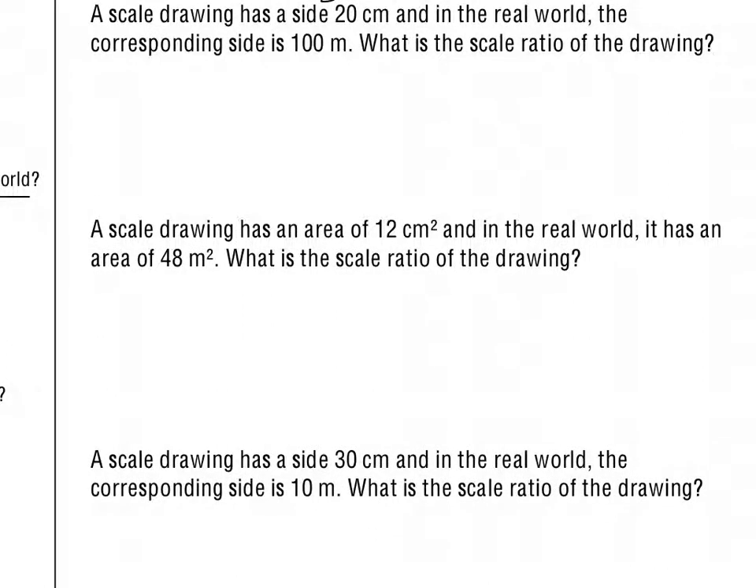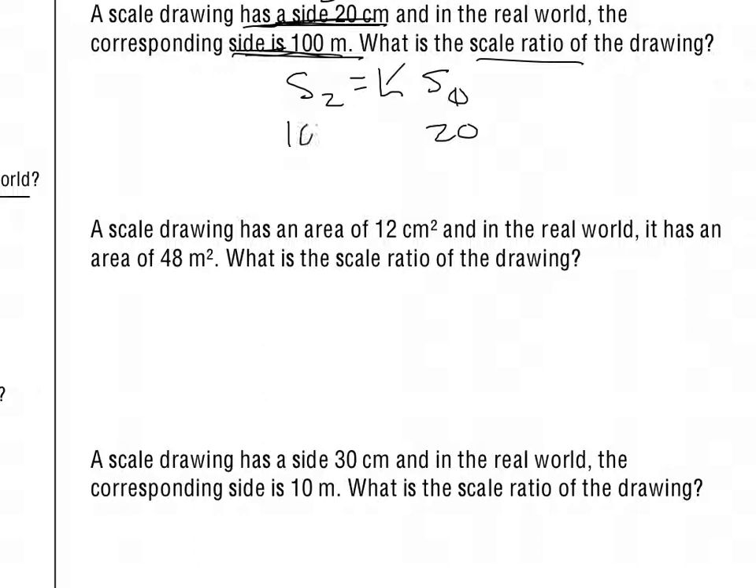Alright, this one has a scale drawing with a side and a side. So we're using our side formula. Side 2 is equal to k, just regular old k, times side 1. This is going to give me the scale ratio directly. The scale drawing is 20, and the corresponding side in the real world is 100. Divide by 20, divide by 20 tells me that k, the scale ratio, is equal to 5. This is a 5 to 1 scale.